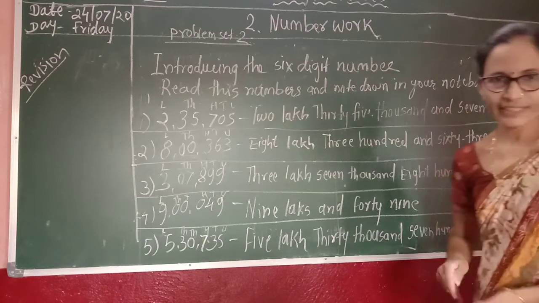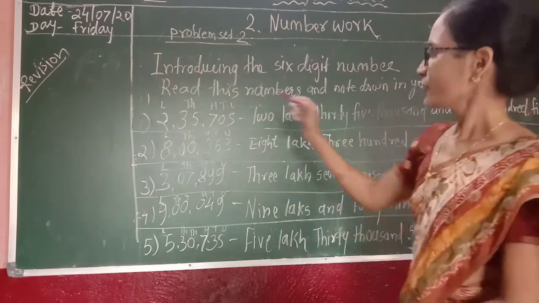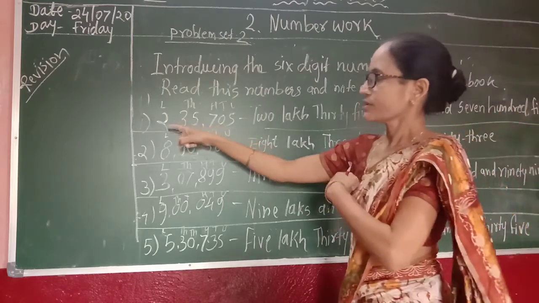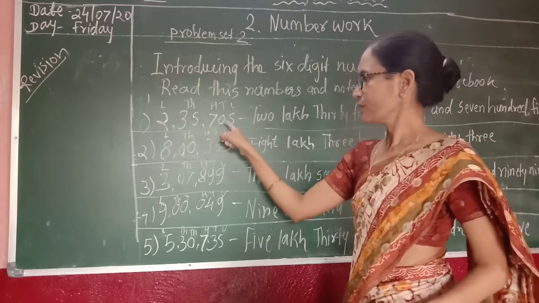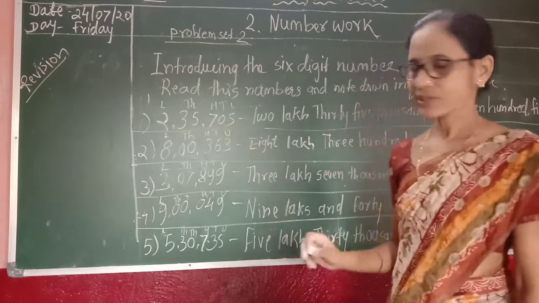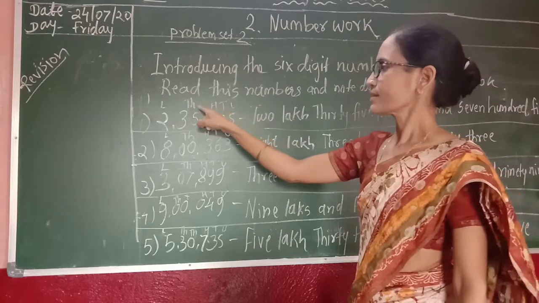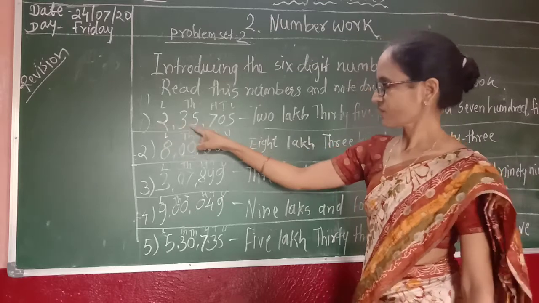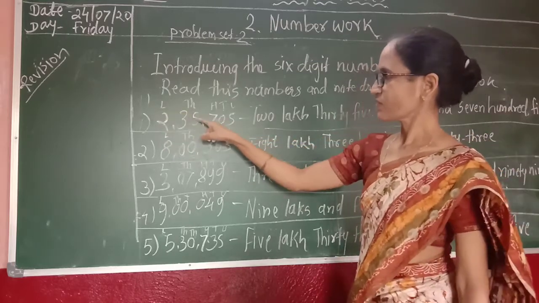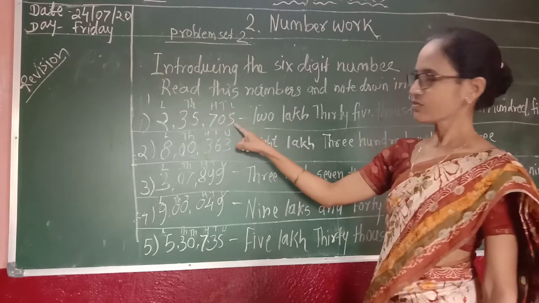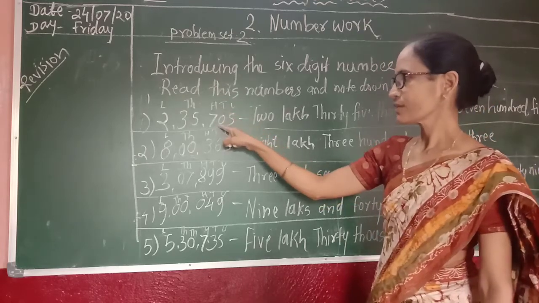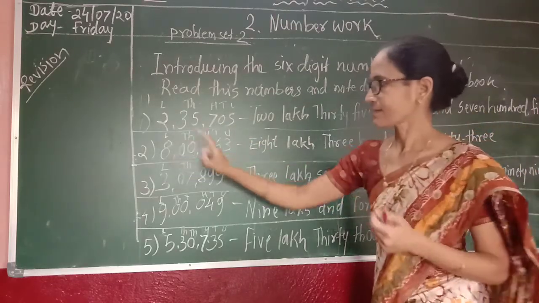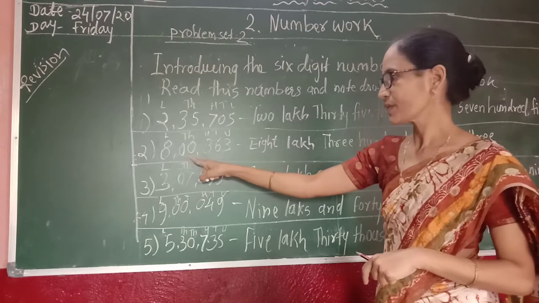Okay, clear? Understand this one? Introducing the 6-digit number. In a 6-digit number there is lakh, 2 lakh: 1, 2, 3, 4, 5, 6 digits. Unit, 10, 100, 1000, 10,000 and lakh. So what is the first number? 2,35,705. Nothing in the 10 place, that is 0. So 705. Next number 8 lakh. Here the 1000 and 10,000 places are 0. So how to read this number?